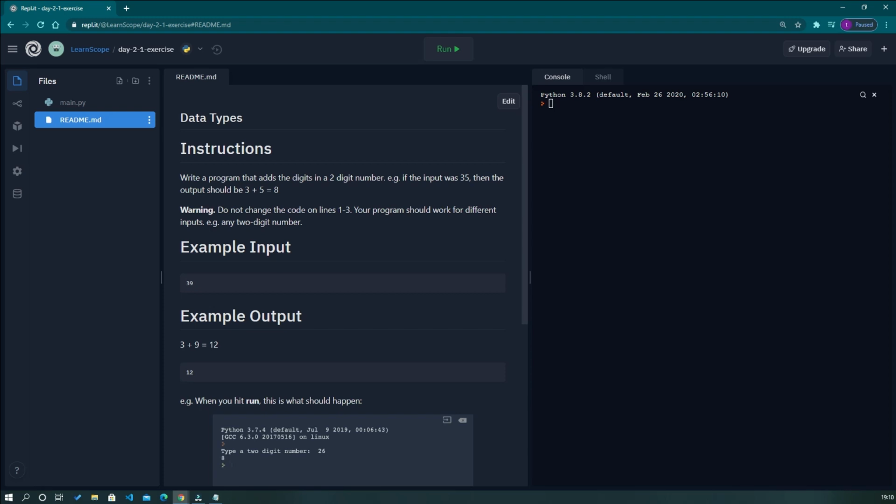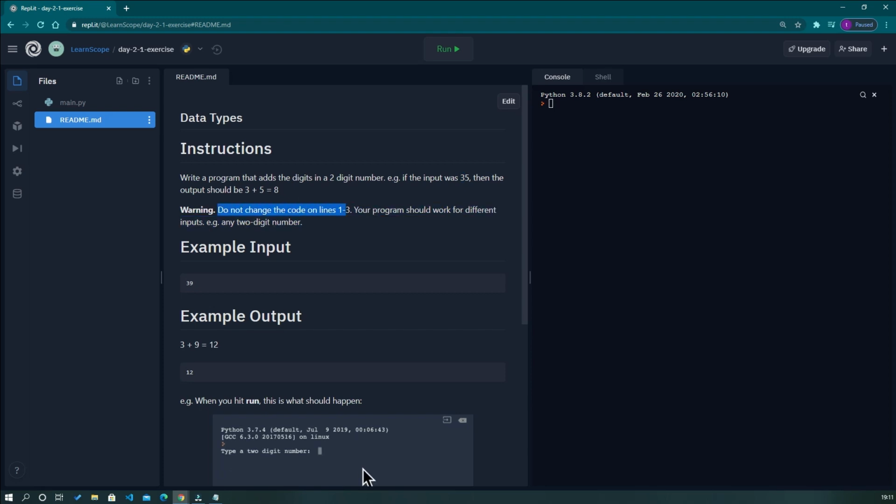Today's focus will be mainly on understanding different data types and how to manipulate strings in Python. Right in front of me, I've got the first exercise of the day. It's asking me to write a program that adds the digits in a two-digit number. For example, if the input was 35, then the output should be 3 plus 5 equals 8.